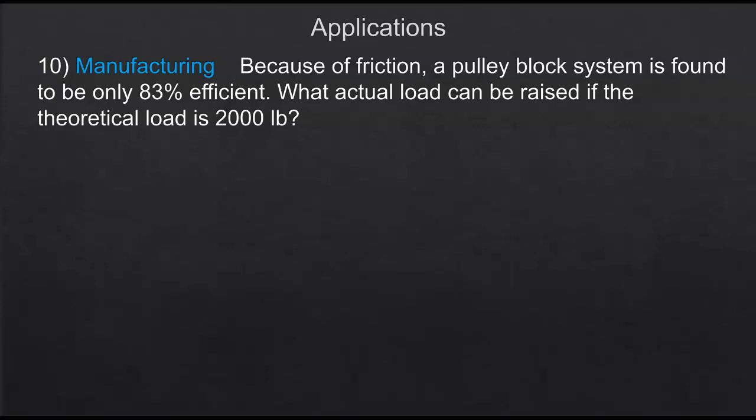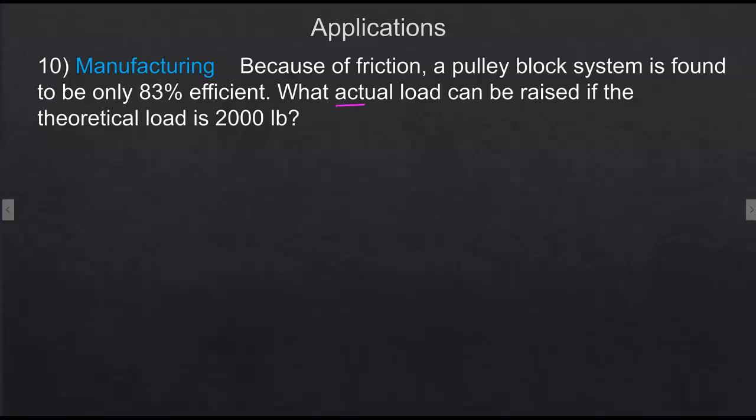Because of friction, a pulley block system is found to be only 83% efficient. What actual load can be raised if the theoretical load is 2,000 pounds? So what they're saying is the theoretical load would be 100%, right? 2,000 pounds would be 100%, but it's only working at 83.